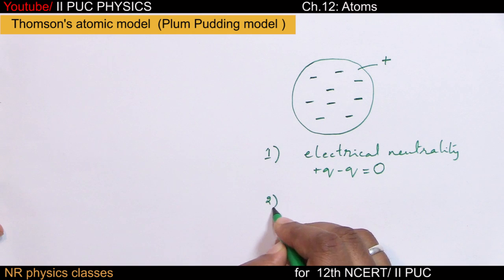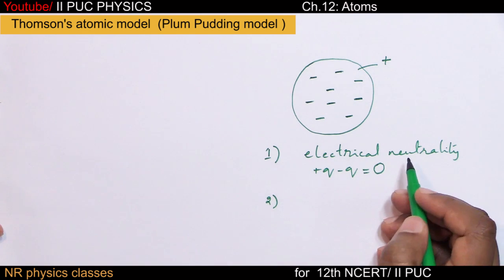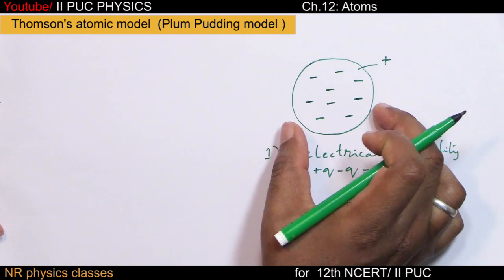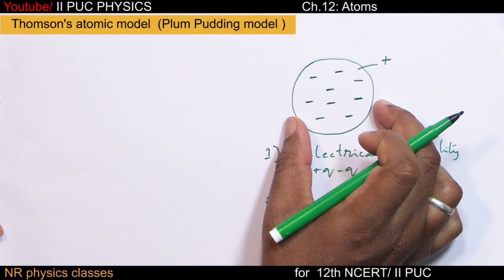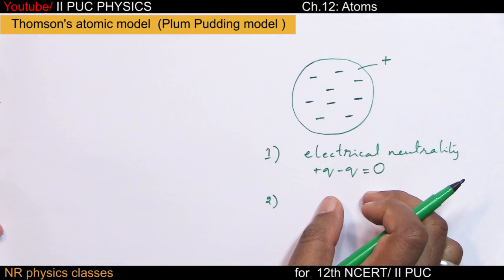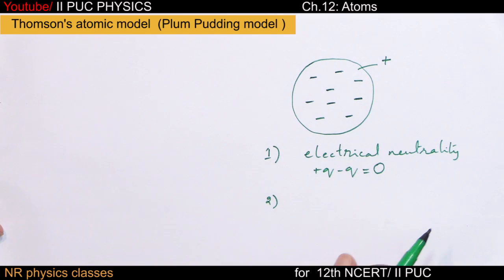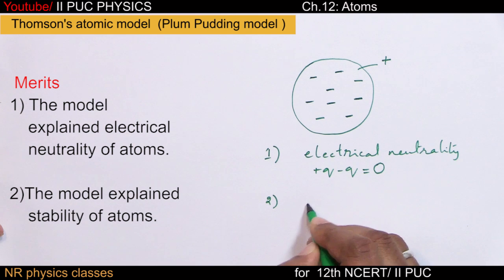Second, the model also explained stability. Stability means there is no question of decay of this atom according to the atomic model, isn't it? There is no reason that this atom can disappear or decay. So the atomic model also explained stability.